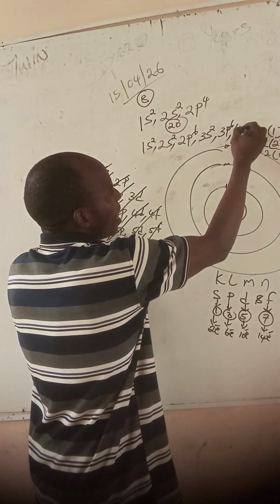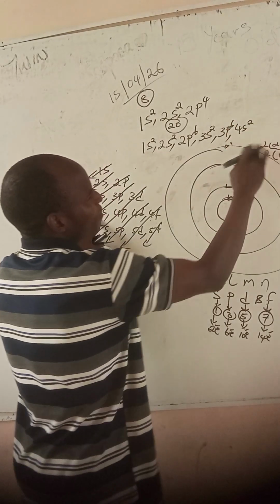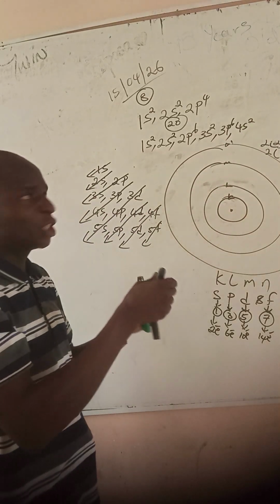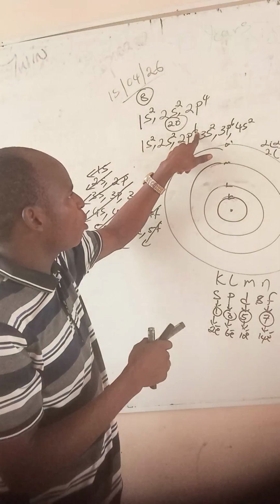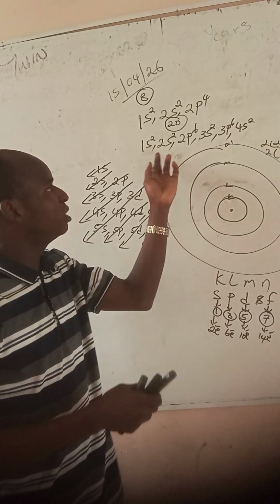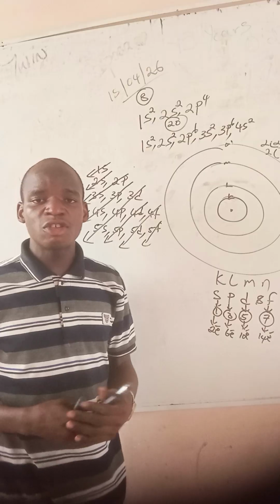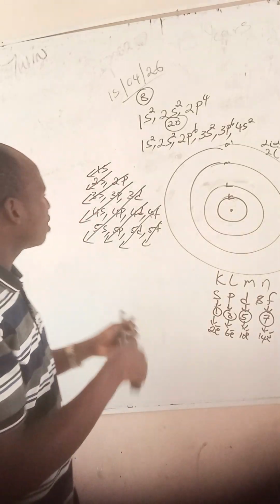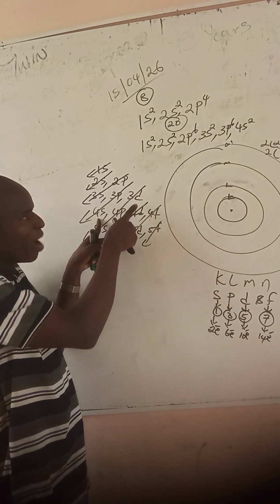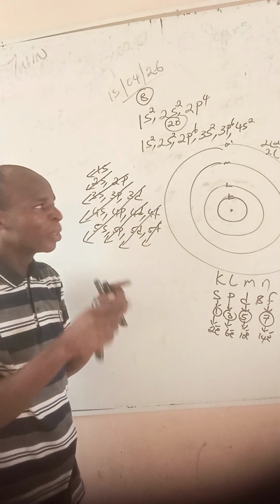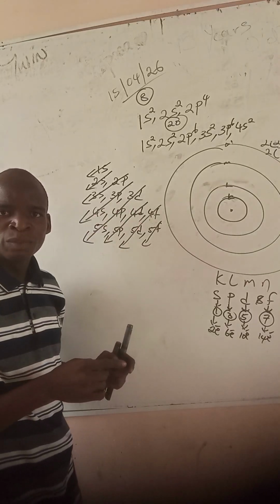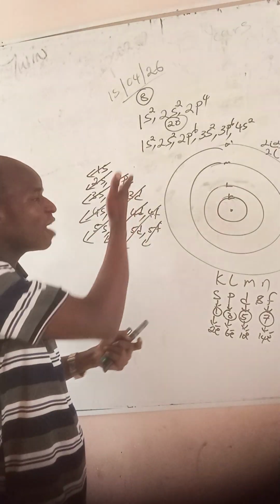So 4s2. After 4s, what do we have? After 4s, we now have 3d. But then let's check: 2 plus 2 is 4, 4 plus 6 is 10, 10 plus 2 is 12, 12 plus 6 is 18, 18 plus 2 is 20. So this is the electronic configuration of calcium. Students most times argue, why is 4s coming before 3d when 3 is supposed to come before 4? In the filling order, 4s actually comes before 3d. So since 4s is before 3d, we have it this way.